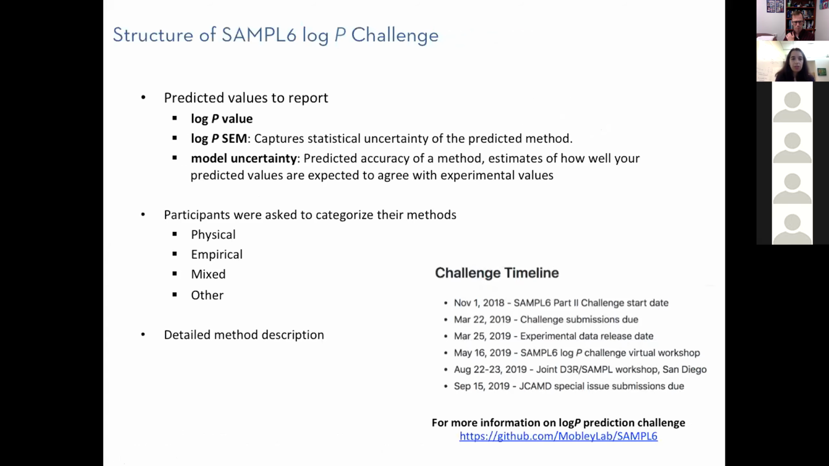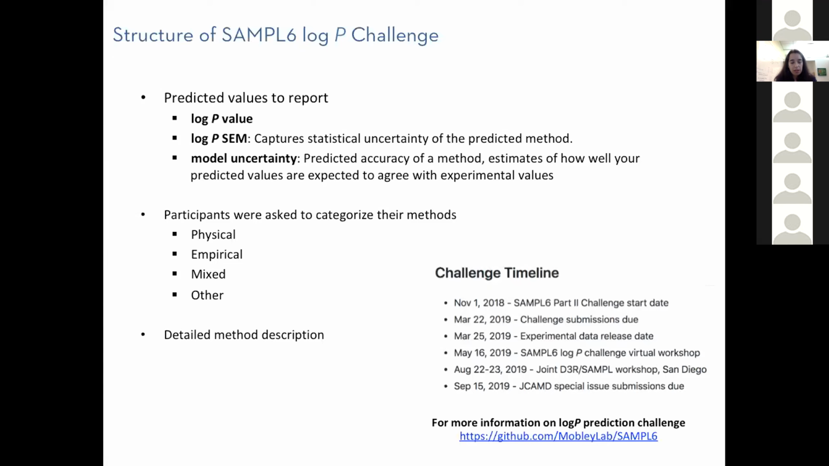If I go into the structure of the SAMPL6 logP challenge, we asked for the following values to be reported by participants: the octanol-water logP value, the standard error of the mean, which will capture the statistical error of a prediction method, and also the model uncertainty, which is the blindly predicted accuracy of a method. How well do you expect the predicted values to be close to experimental values?